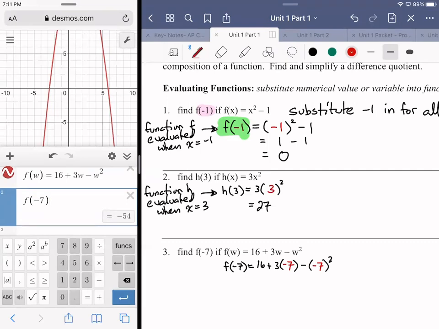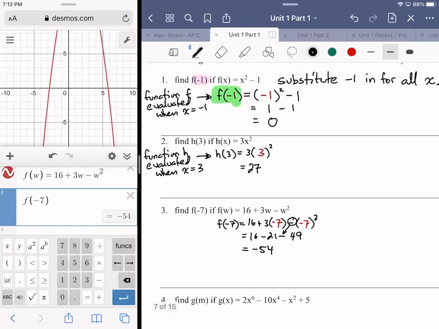which is what you would get if you simplify this. So let me turn my pen on. 16, 3 times -7 is -21. Minus -7 squared is -7 times -7, which is positive 49. But that negative on the outside comes along for the ride. So 16 minus 21 is -5. -5 minus 49 is -54. It's just you're able to save yourself a little bit of time and energy if you become a little bit more proficient with Desmos, right?